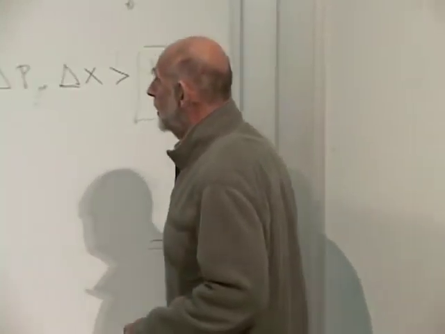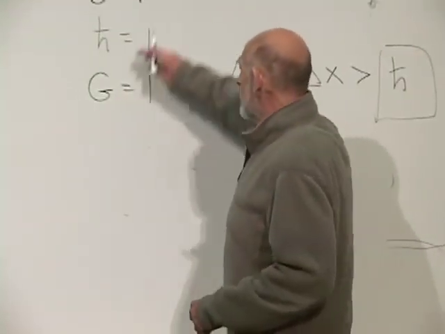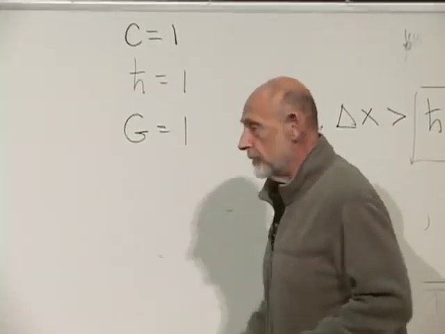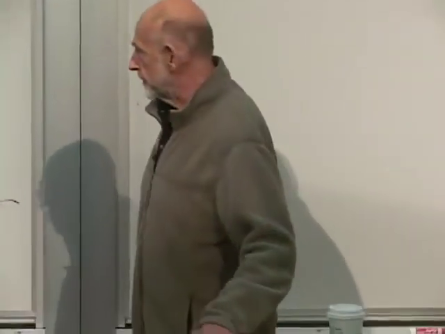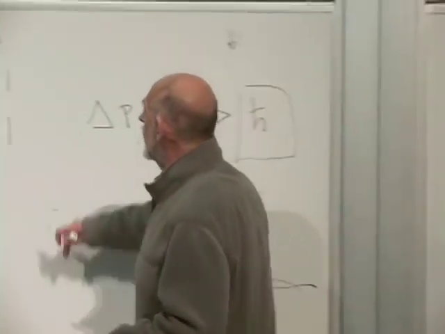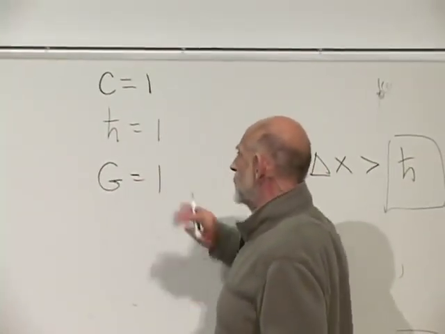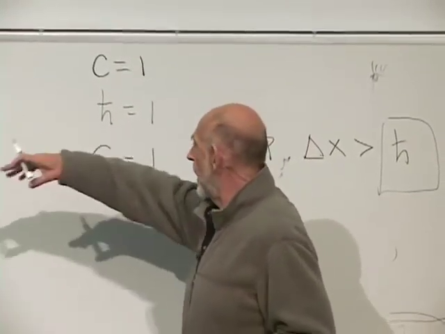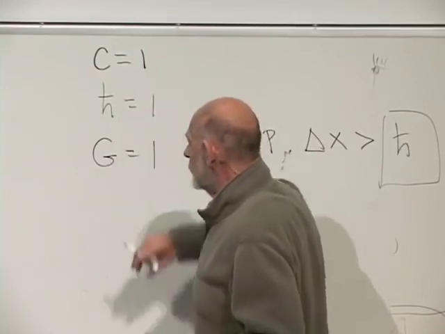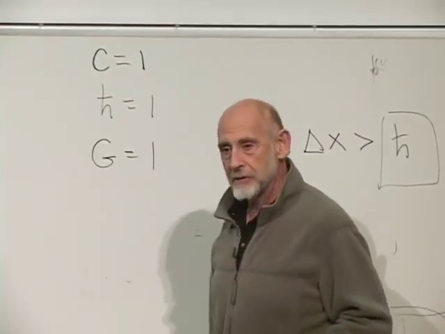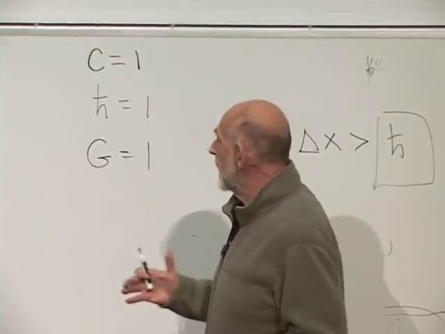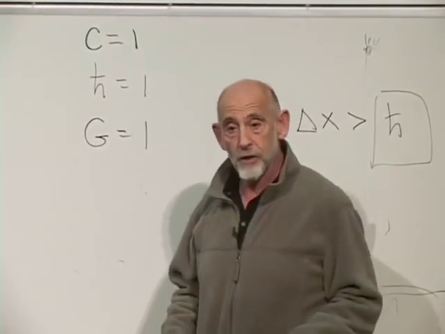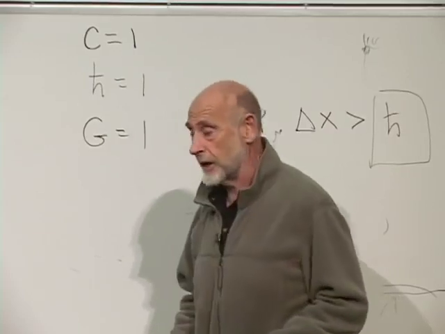Are there units in which c, h bar, and g are equal to 1? Now that's the same as asking the question, can you combine c, h bar, and g into a combination that has units of mass? Can you combine them into a combination that has units of length? And can you combine them into a combination that has units of time? And the answer is yes.